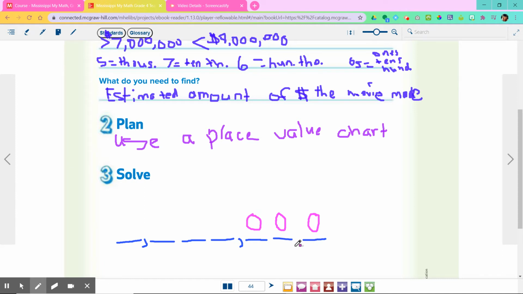So there's my ones place, there's my tens place, there's my hundreds place. All of those are zeros. Now, let's look. So what place value is this? So I go ones, tens, hundreds, thousands. So let's go back up here to my facts. See, I've used that. I have a 5 in the thousands place.